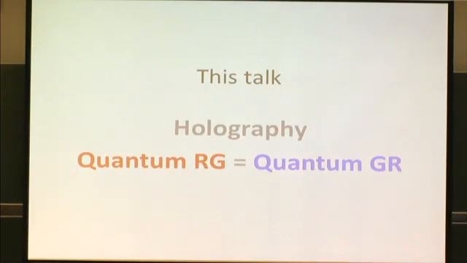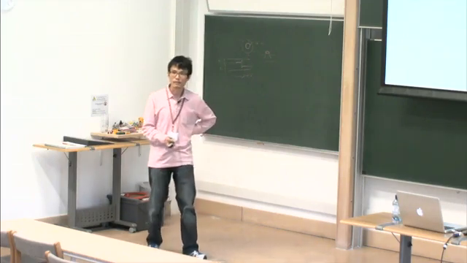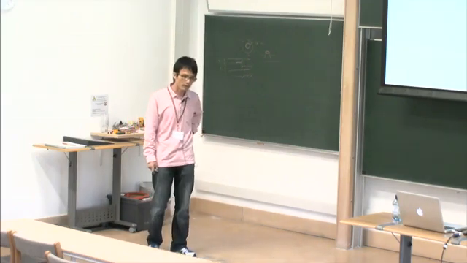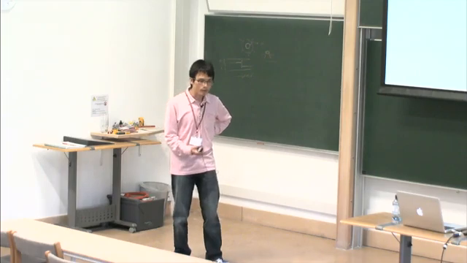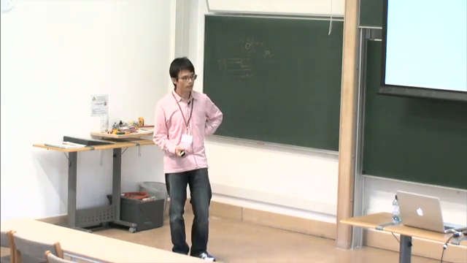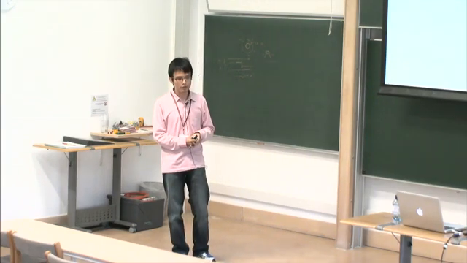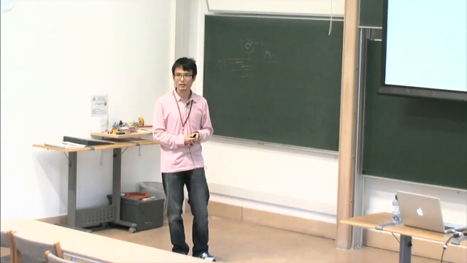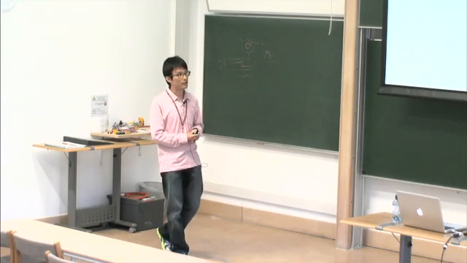Okay, so the claim of this talk is that you can really make the connection between RG and GR precise if we promote our RG to quantum RG. And I will explain what quantum RG means. And even without holography, quantum RG is a really natural framework to reorganize your RG, at least for large N matrix models.